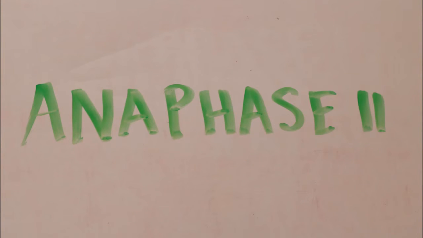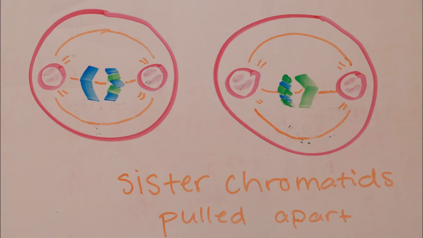The third step is anaphase 2. The sister chromatids are pulled to the opposite poles because of the meiotic spindle. The separated chromatids are now their own individual chromosomes.